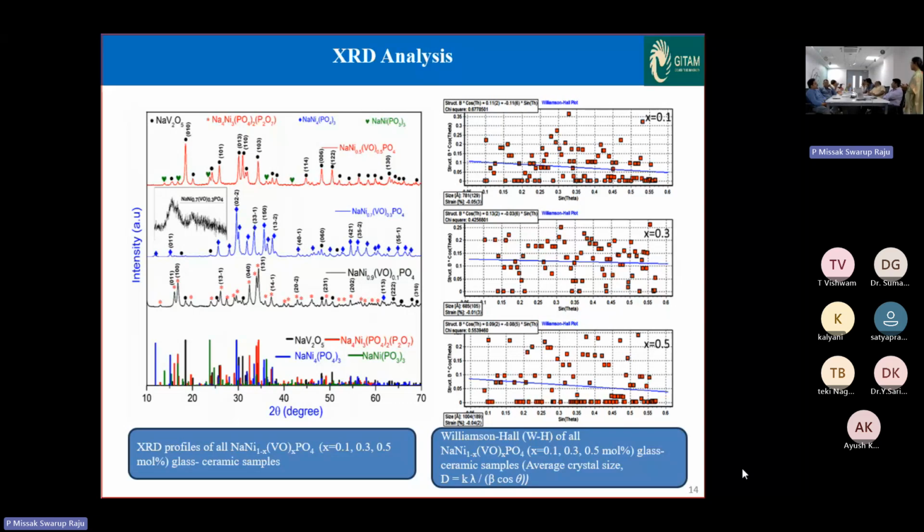Yeah, so it's not your effort error, right? I mean, you are saying error, but some unwanted phases are also observed. When there are 3 or 4 phases like this, you cannot. Yes, Williamson, because the strain will be different. So Williamson-Hall will be different for different crystallization.